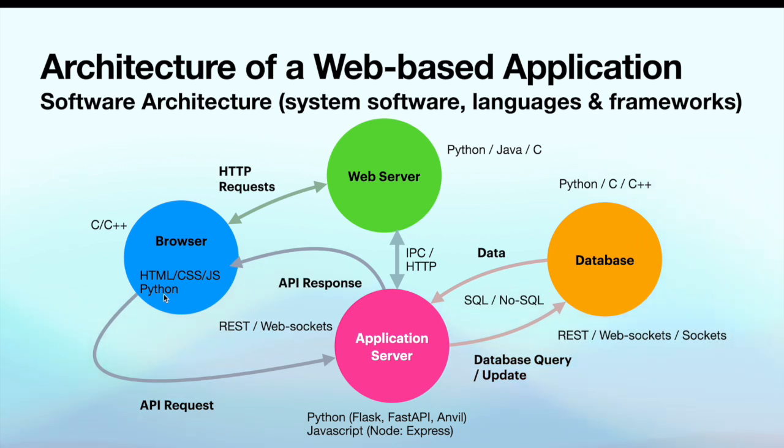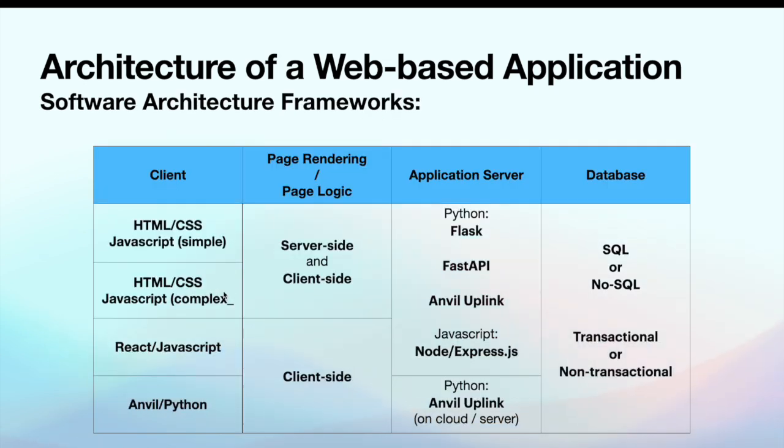Now, let's look at a concise overview. This table provides a clear picture of different software architecture frameworks and their choices across client, page rendering and page logic, application server, and database. A table. I love a good summary. So for the client side, what are the big options? For the client, you have options like HTML and CSS with simple JavaScript. Or, a more complex JavaScript setup, of course. React is another super popular choice.